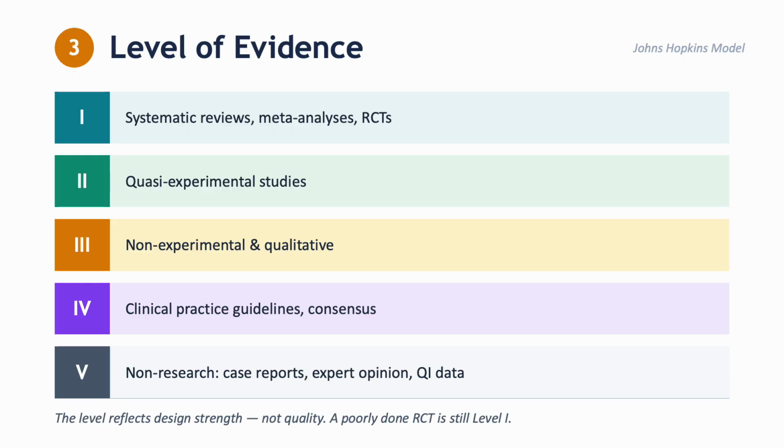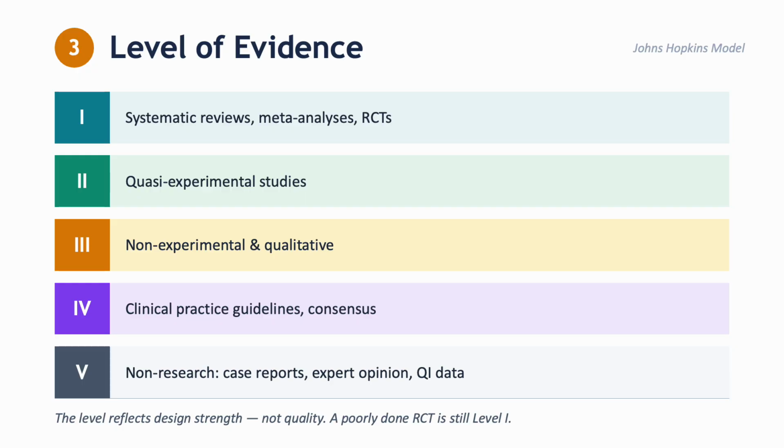The framework uses the Johns Hopkins evidence-based practice model, which gives us levels I through V. Level I sits at the top. This is reserved for experimental designs that can prove causation. High-quality randomized controlled trials and the systematic reviews or meta-analyses built upon those RCTs. Level 2 drops down to our quasi-experimental studies, the ones with an intervention but no randomization.